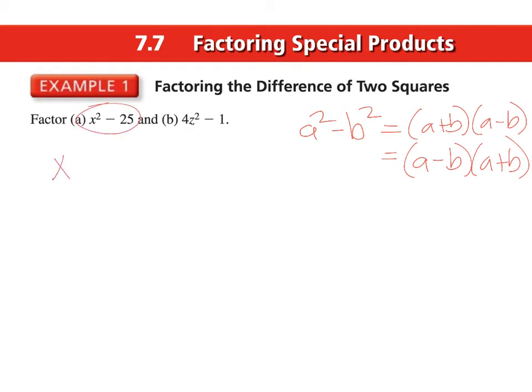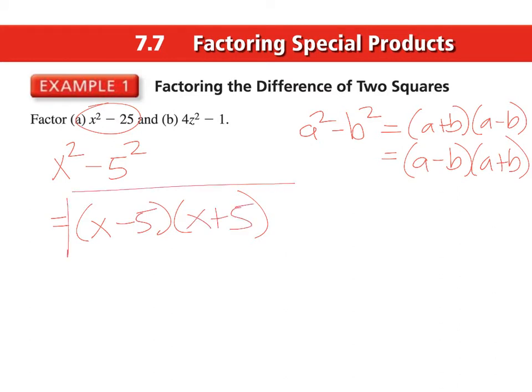All right, so if you look at this here, this is actually a difference of squares. We have the x squared, and then 25 you can rewrite as 5 squared. So since this is a difference of squares, I could rewrite it as a product as x minus 5 times x plus 5. Done. You have factored the difference of squares.